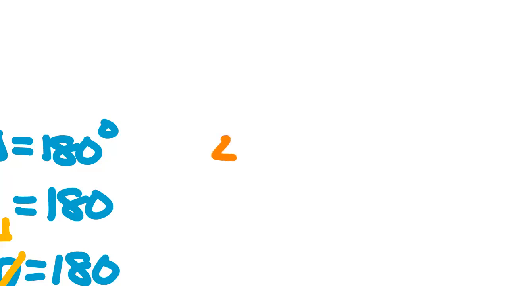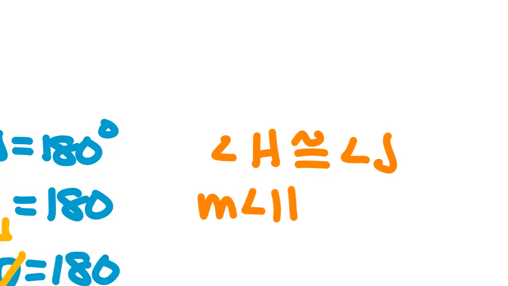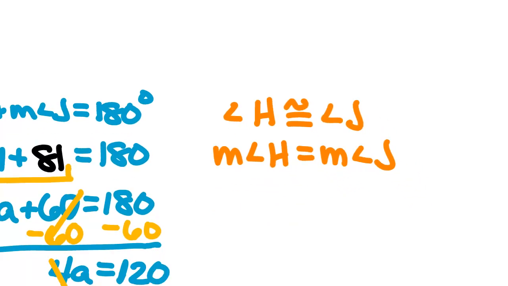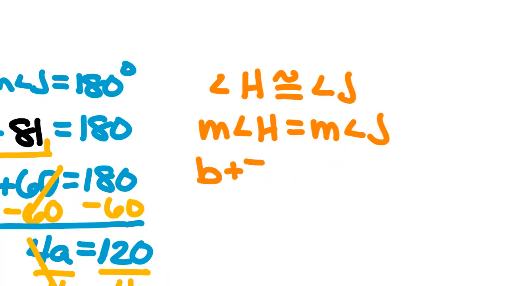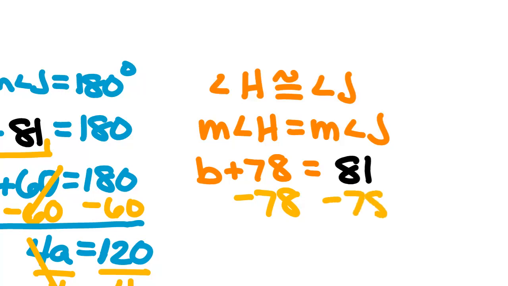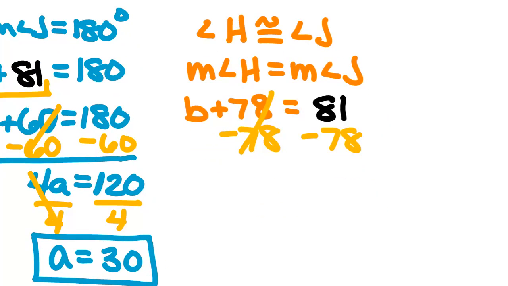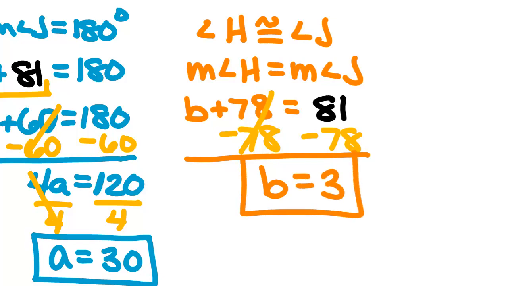So angle H is congruent to angle J. So the measurement of angle H is equal to the measurement of angle J. Angle H is B plus 78. Angle J is 81. So then I subtract 78 from both sides. And that means that B is 3.